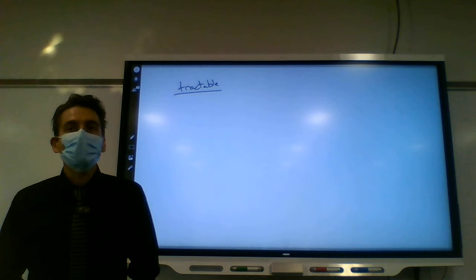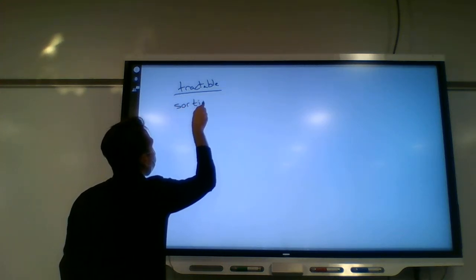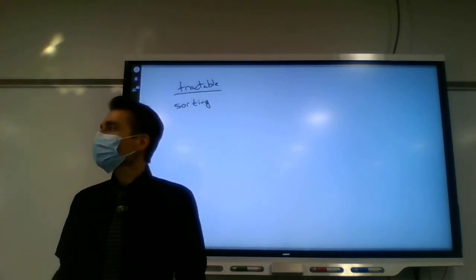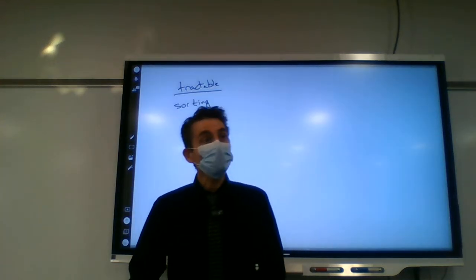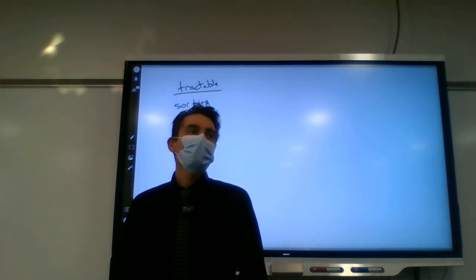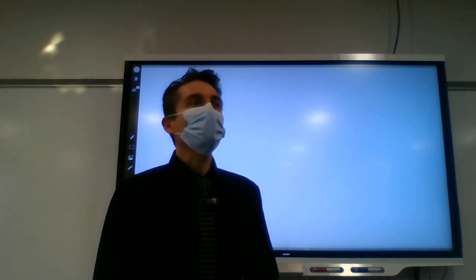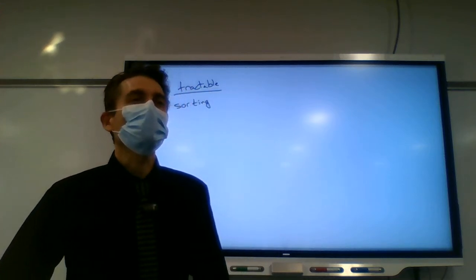A tractable kind of problem, for instance, is sorting. Right? We know that we have lots of algorithms for sorting. Some are faster than others, but even most of the bad algorithms that we know for sorting are still polynomial time. There are some that are worse. What's the worst sorting algorithm you know of?